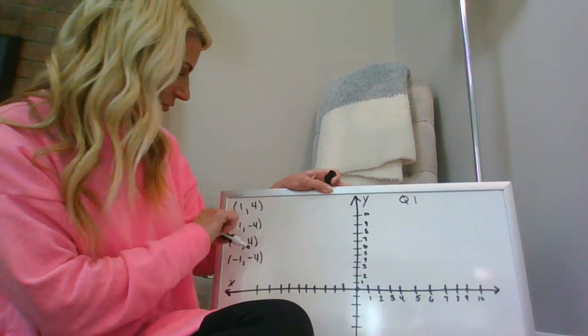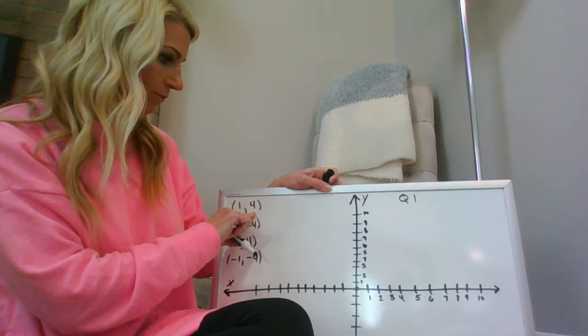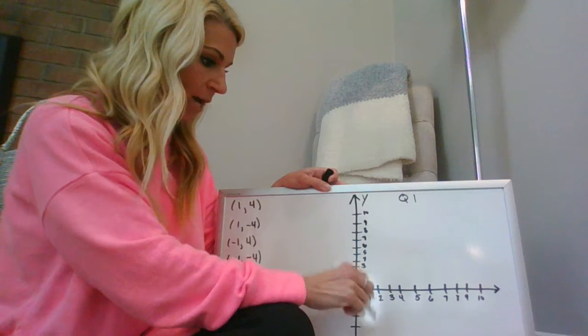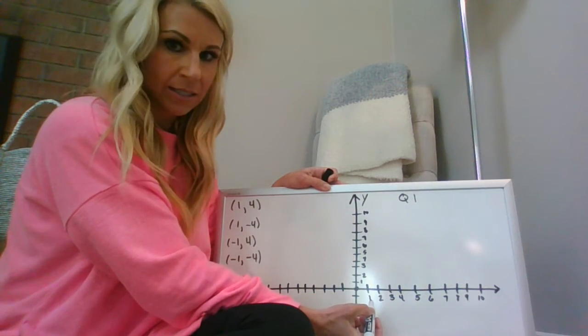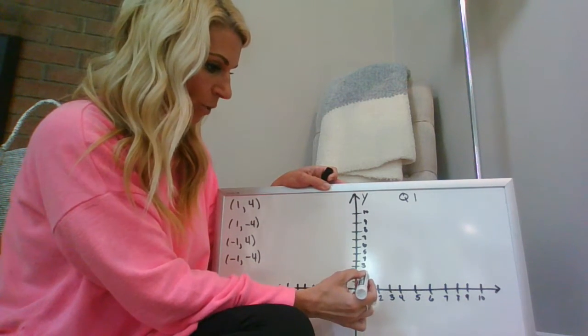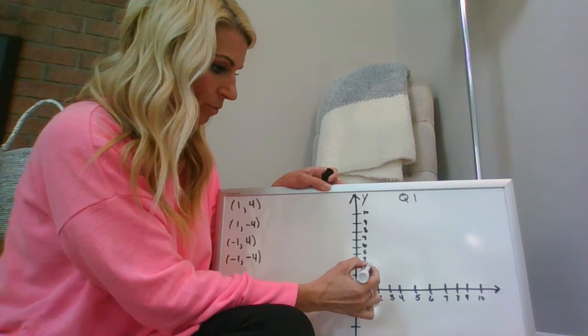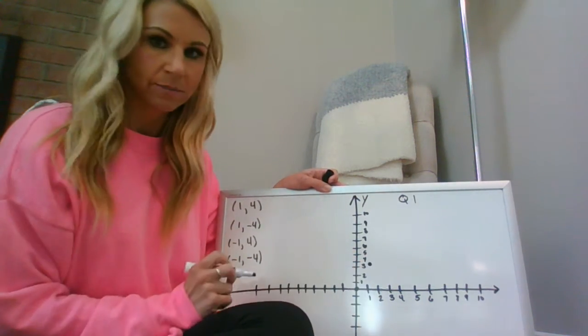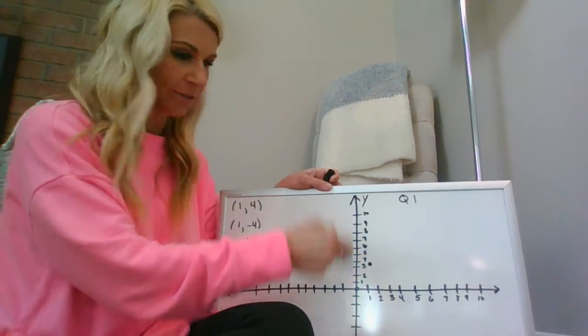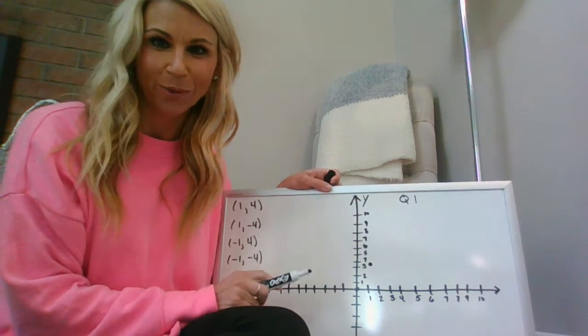So you've learned how to plot 1, 4. You know that you go over 1 on the x-axis, you go up 4, and you plot a point. Again, it's helpful if there's lines here. This is just my quick drawing.